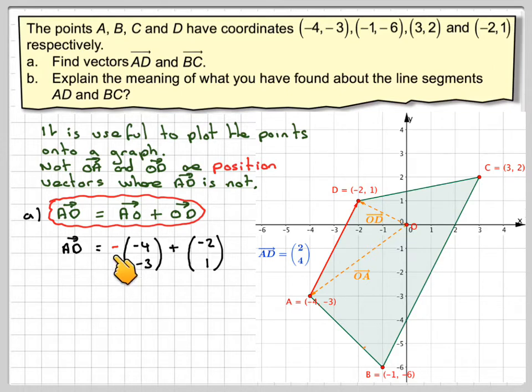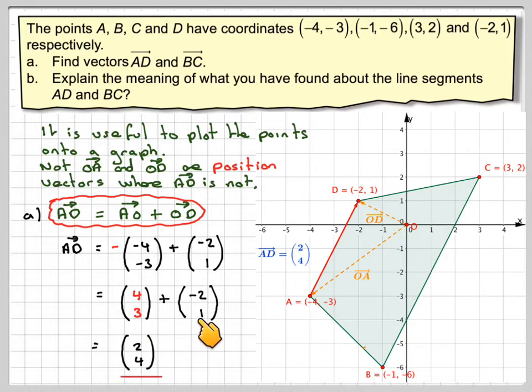Right, simplifying this, the minus vector becomes (4, 3). I've written them in red on purpose. Plus (-2, 1), and then we just add the corresponding components together. 4 plus -2 gives 2, and 3 plus 1 gives 4. And we can see very easily from the diagram, for every 2 squares we go along, we go 4 up.